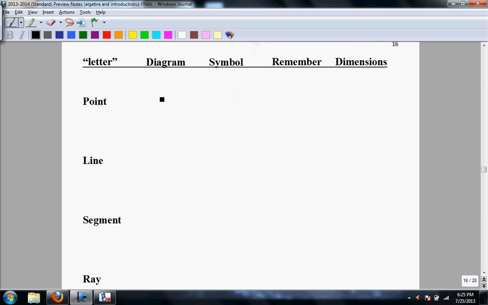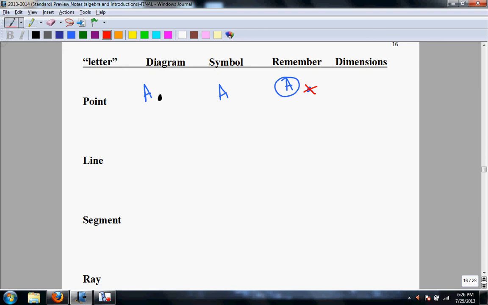Point. We represent a point by a dot. The symbol for all points is a capital letter. Must be capital. So if I want to talk about point A, I must use a capital letter. I cannot use a lowercase letter for points. So remember to use a capital letter, not a lowercase. So draw a lowercase and cross it out. So for point A, you must use a capital letter.